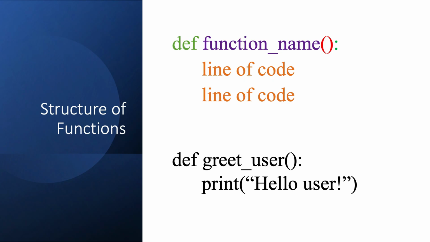So an example of a simple function can be this greet_user function that we see in front of us here. We still have to start with the def keyword, which signals to the Python interpreter that we are defining a function, and that this function is called greet_user. Now, this is a very simple function that just has one line of code, and it just prints the message, hello user.